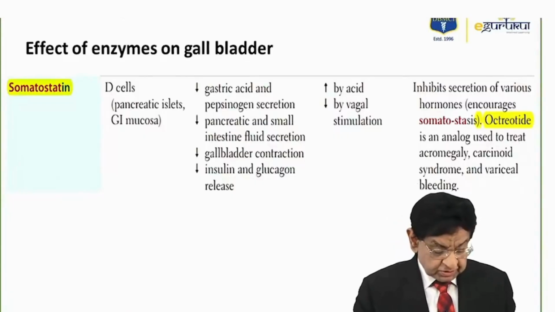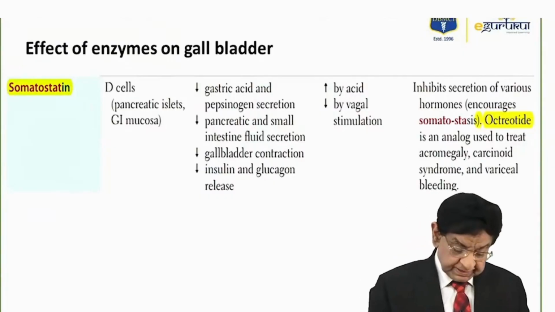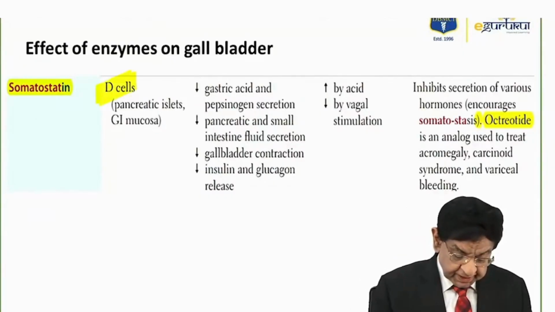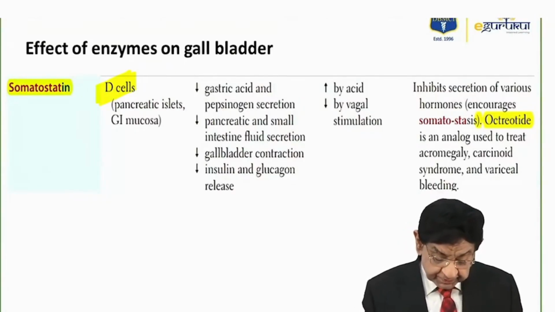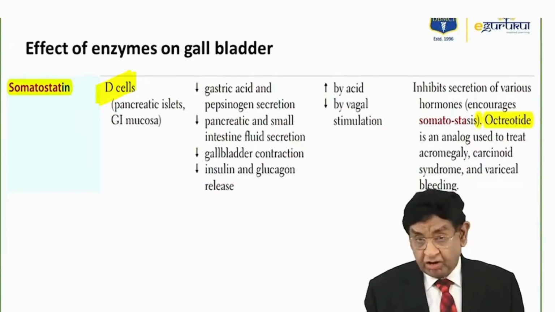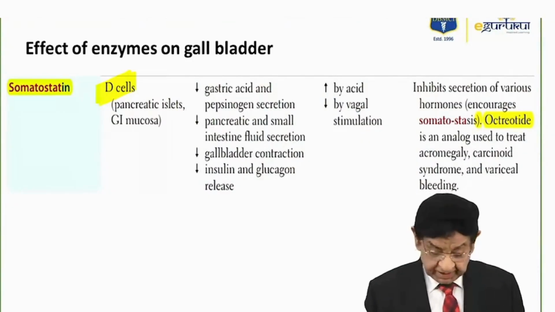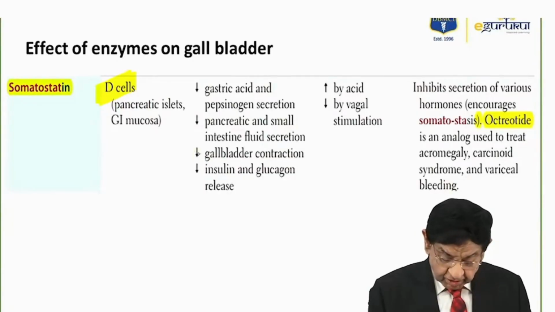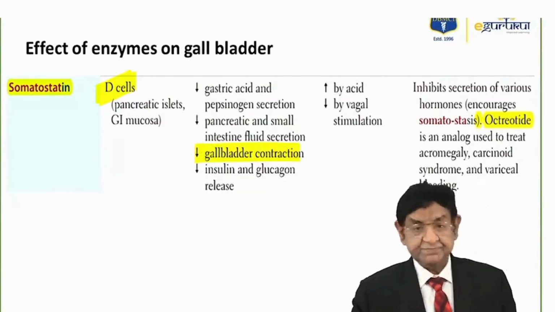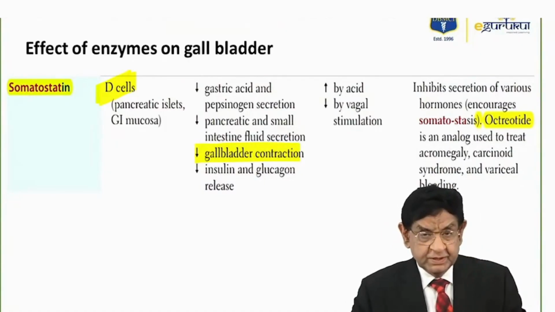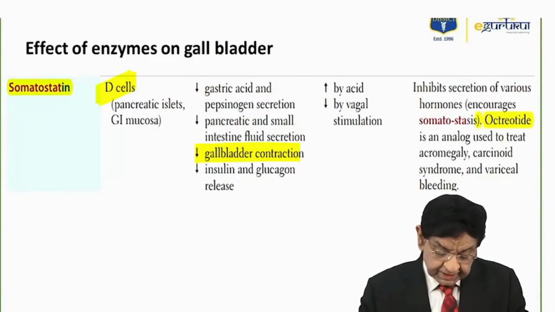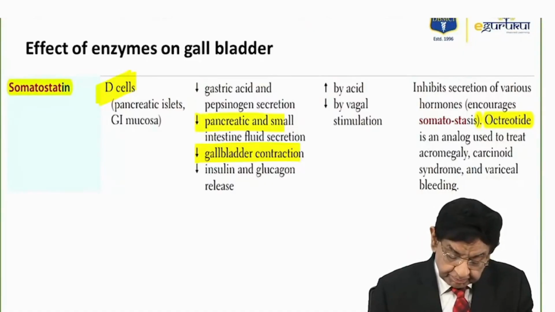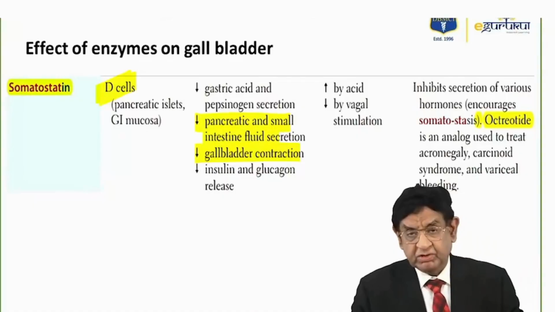Okay. So somatostatin is made by the delta cells, note it down. And what it is going to do with the pancreas and the gallbladder in particular: it causes decreased gallbladder contraction. Point to be noted. The other things you can skip. At the moment, just note that it causes decreased gallbladder contraction, and it also reduces pancreatic secretions.